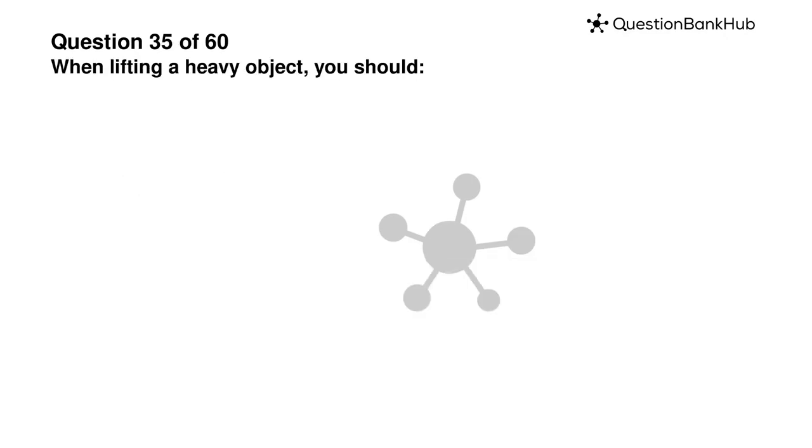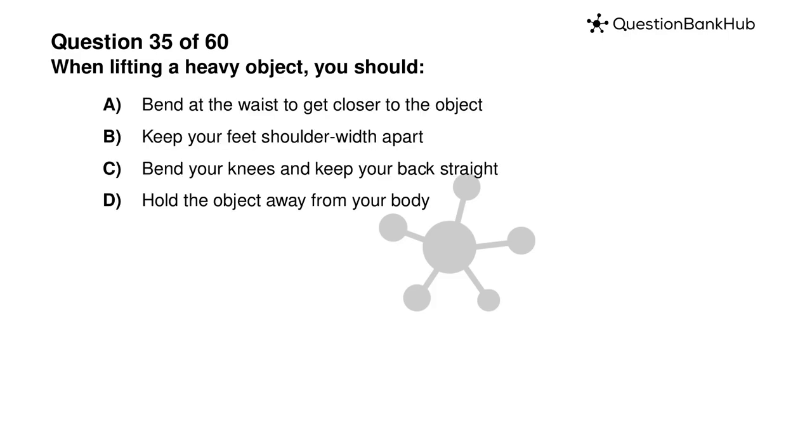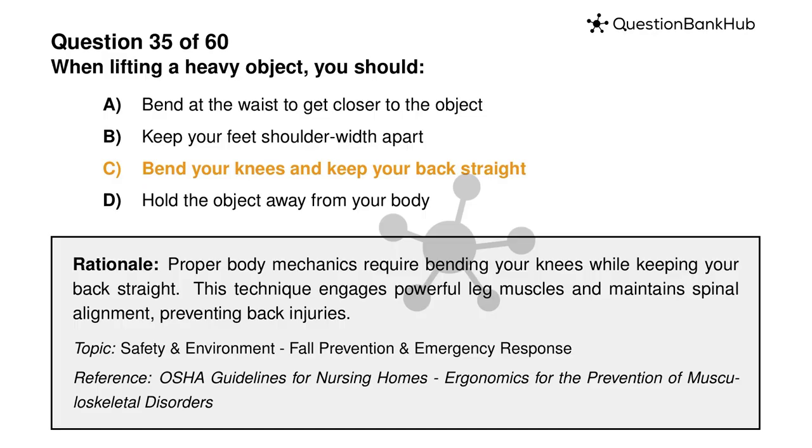Question 35. When lifting a heavy object, you should: A. Bend at the waist to get closer to the object. B. Keep your feet shoulder-width apart. C. Bend your knees and keep your back straight. D. Hold the object away from your body. The correct answer is C. Bend your knees and keep your back straight. Proper body mechanics require bending your knees while keeping your back straight. This technique engages powerful leg muscles and maintains spinal alignment, preventing back injuries.